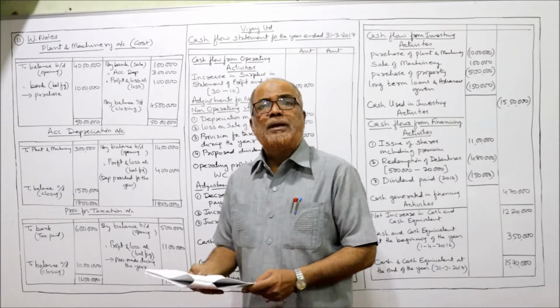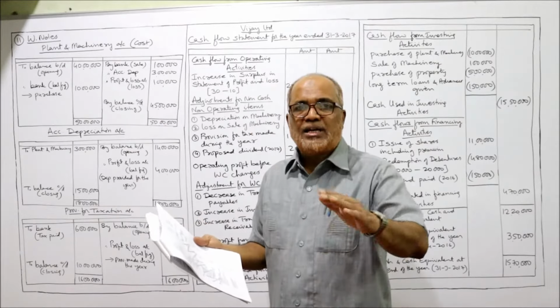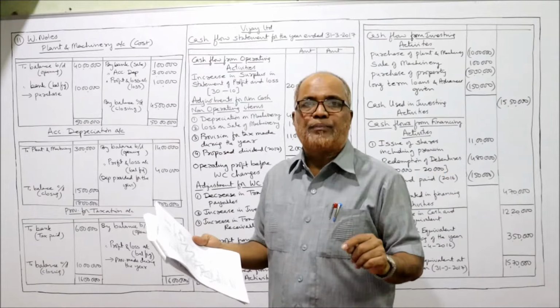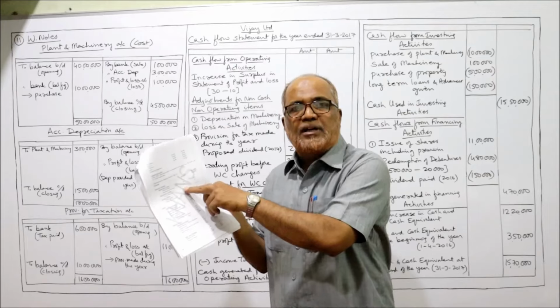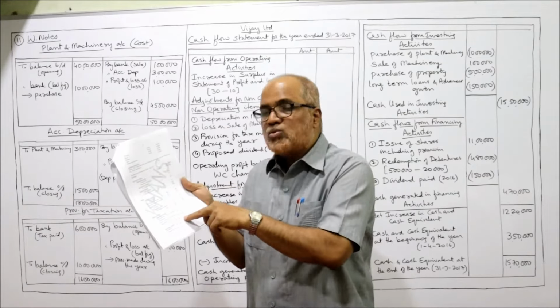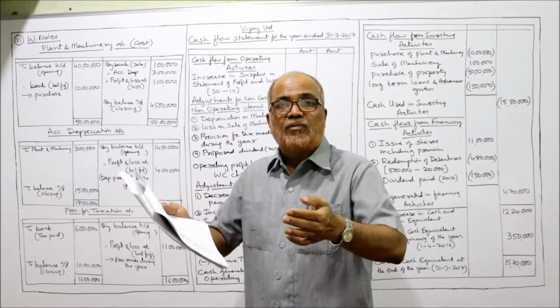Next, share premium. Current year 1 lakh. That means during the year shares were issued at a premium. How much share capital increased? 10 lakh rupees share capital increased. And premium is 1 lakh. So totally 11 lakh rupees the company will receive by issuing shares. 10 lakh rupees share capital and 1 lakh rupee premium. Last line it is given share premium 1 lakh. So totally 11 lakh rupees the company will receive on issuing the shares.